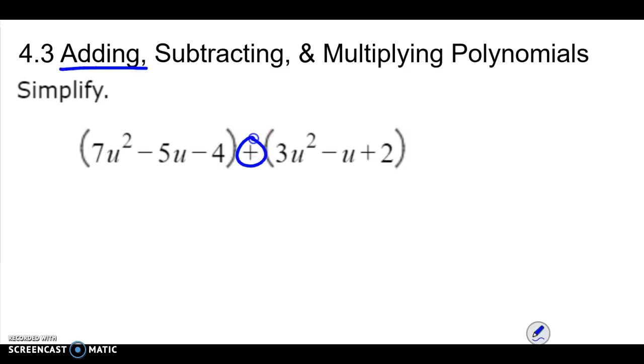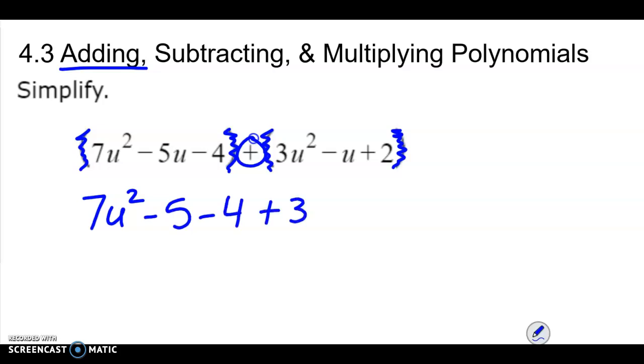I think we've talked about this a little bit this year so far. When you are adding, even these huge polynomials, you don't have to worry about this grouping at all, okay? Because if you're just adding these two chunks together, you're just combining as is. You don't have to worry about distributing anything. There's no signs that are changing. We're just combining 7u squared, negative 5u, negative 4, positive 3u squared, negative u, positive 2.